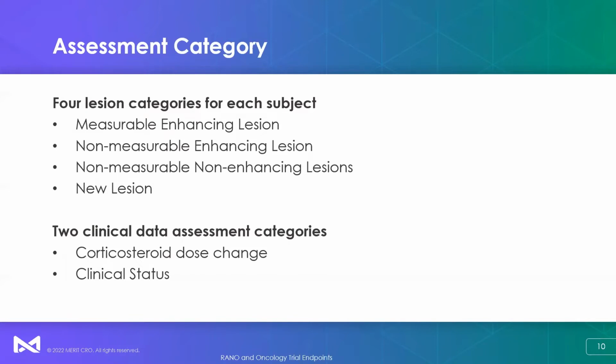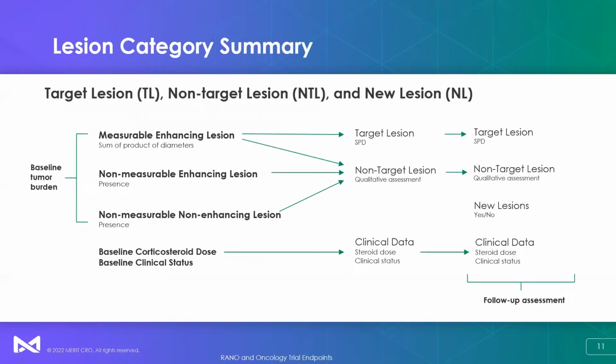And for the short diagram, for measurable enhancing lesions, we would follow the sum of product of the diameters, and this can be categorized under the target lesions. Any of the lesions that were not selected as target lesions can go under the non-target lesion group. And these 2, non-measurable enhancing and non-measurable non-enhancing lesions, can go under the non-target lesions. So that will be representing the baseline tumor burden of a subject.